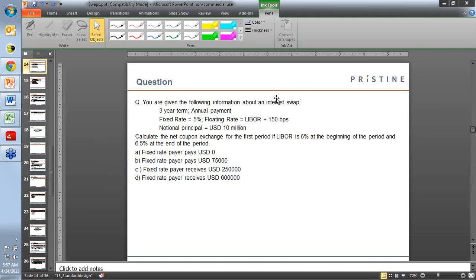Okay, so we have another question here. There is a 3-year term for a swap. There is annual payment. The fixed rate is 5%. The floating rate is LIBOR plus 1.5% or 150 BPS. The notional principal is $10 million. So we have to calculate the net coupon exchange for the first period if LIBOR is 6% at the beginning of the period and 6.5% at the end of the period. So we are only concerned with the first period in this case. I'll give you around 1 minute to try this out, and then we can take a look at the solution.